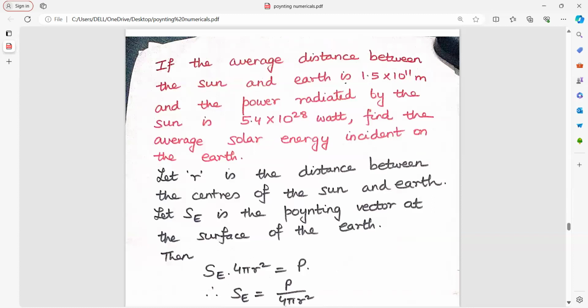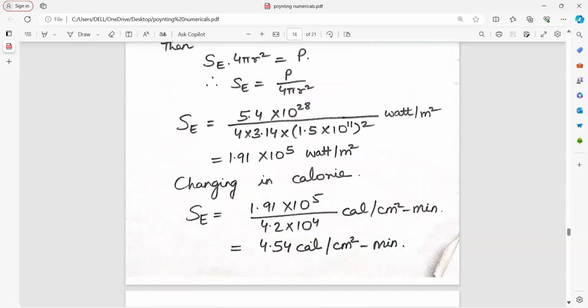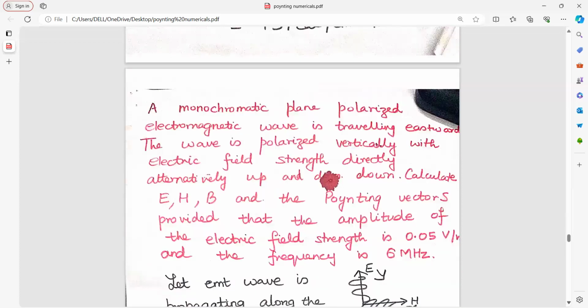If the average distance between sun and earth is given and the power radiated by sun is this much, find the average solar energy incident on the sun. If R is distance between centers of sun and earth and SE is the Poynting vector at surface of earth, then S is equal to P upon A, or S into A is equal to P. S is Poynting vector here. You straight away put the values that have been given to you in the numerical. You can change them into calories by dividing by 4.2. That is the conversion factor between calorie and joules.